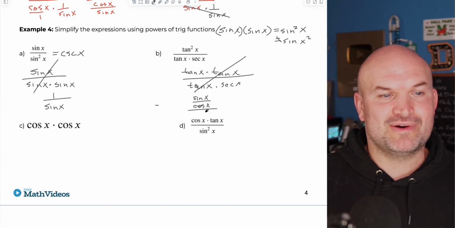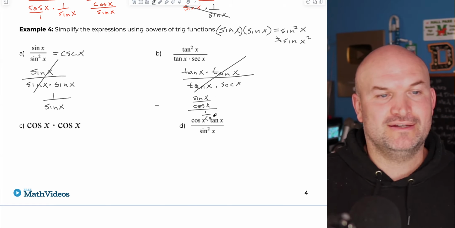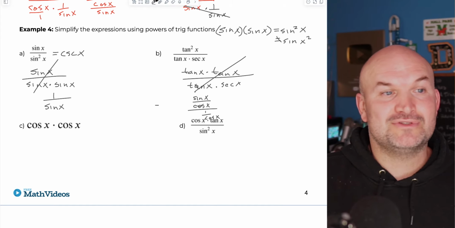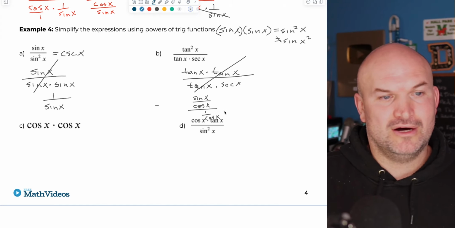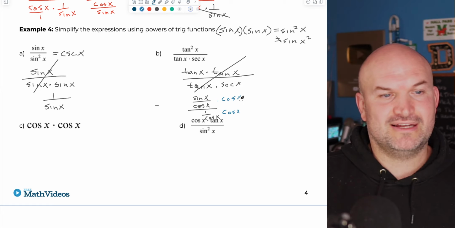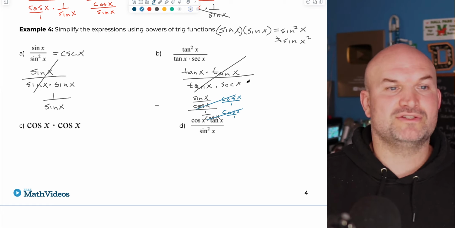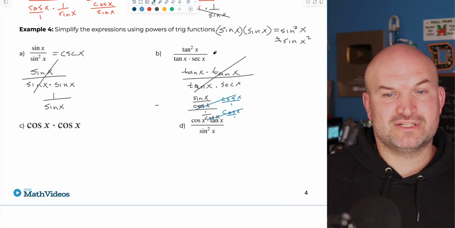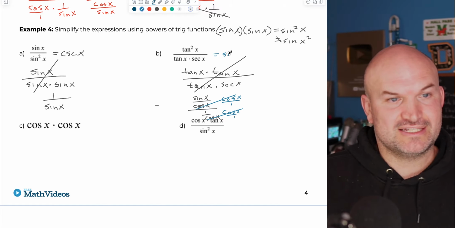So secant I can rewrite as a 1 over cosine of x. Now to multiply by my reciprocal, I'll multiply by the cosine of x over the cosine of x. Again, remember that's in the numerator, that's in the numerator, those divide out, those divide out. Whew, we are now just left with a sine of x.